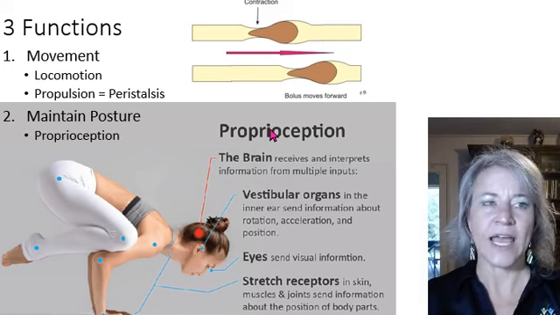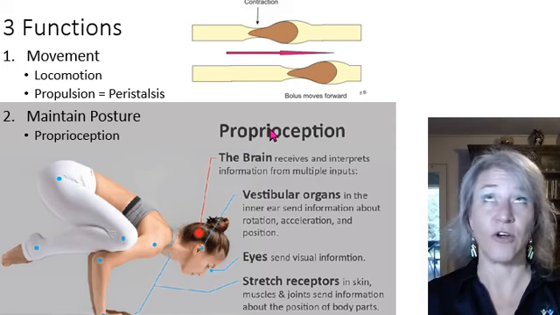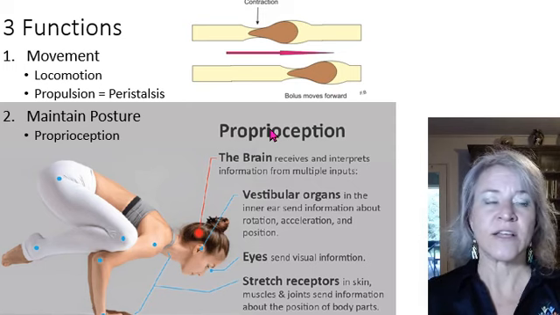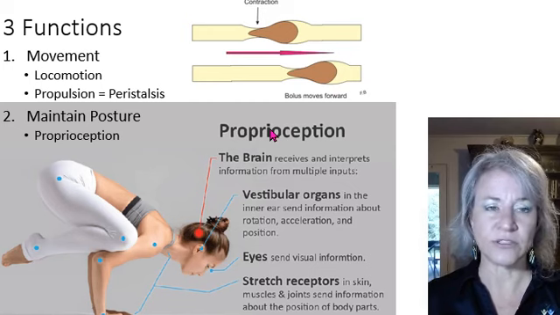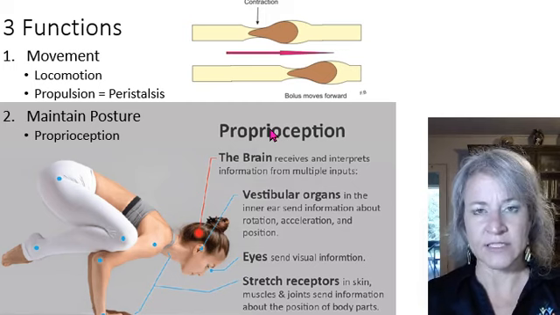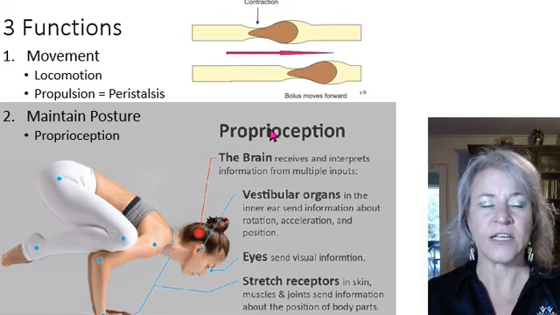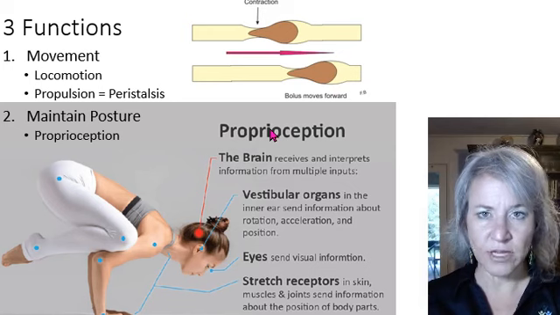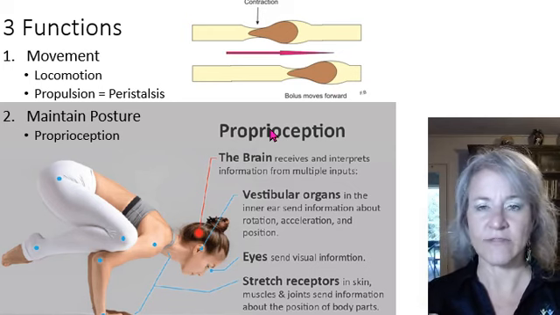proprioception. And I want you to know what proprioception is, because we use this term over and over and over. Proprioception is the sensory information that comes from the muscles, tendons, ligaments, that tells the brain the position of the muscle, the strength of the contraction of the muscle, and the muscle tone. What level of muscle tone.